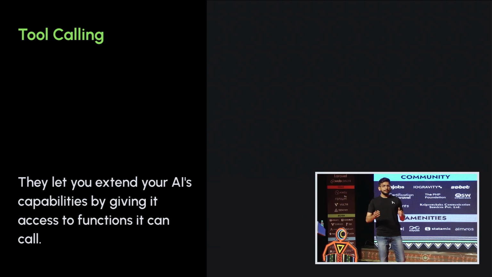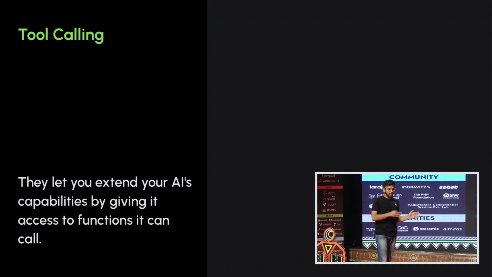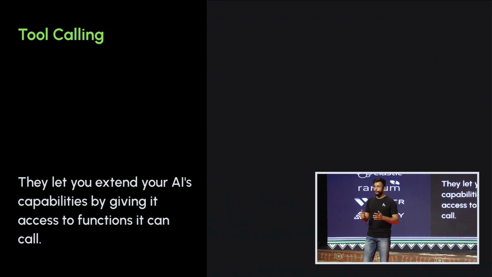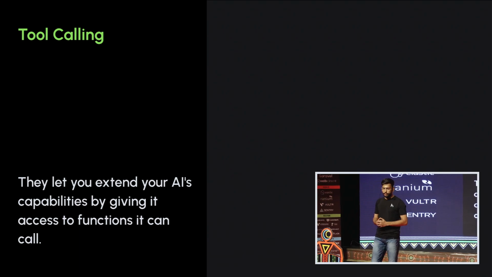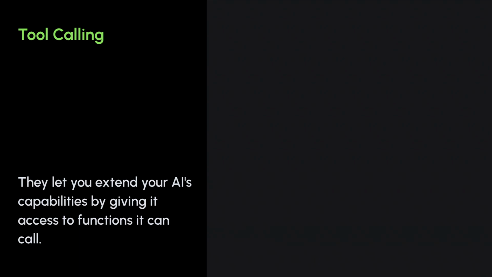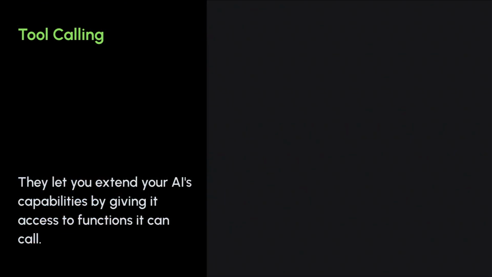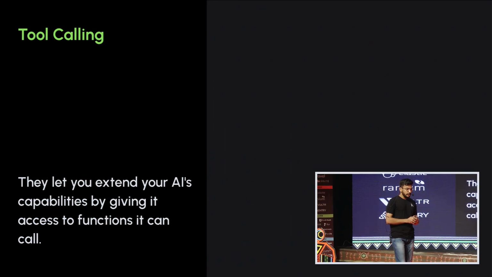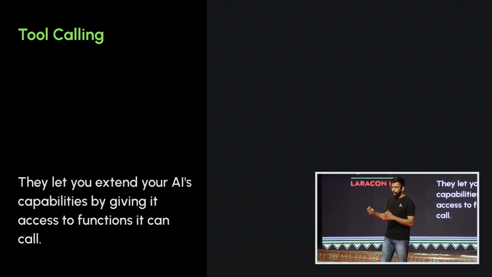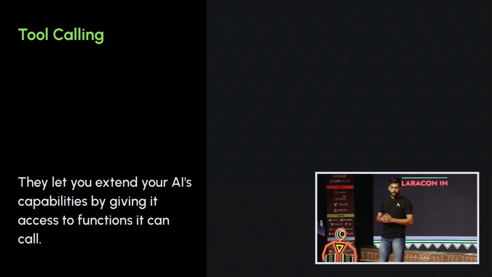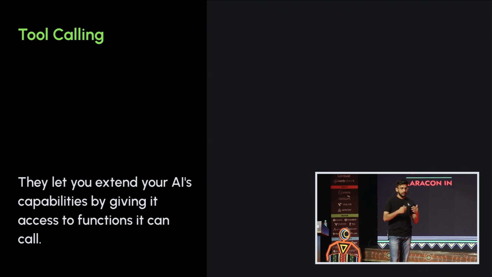LLMs are trained on past data, so they don't have any real-time information. If you ask a real-time question, such as what's the weather in Ahmedabad, they can't actually answer that. In order to extend that functionality, you create functions which the AI can execute, and those are nothing but tools. Different providers handle tool calling in different ways, so Prism gives you a very nice, fluent API to define all these tools.